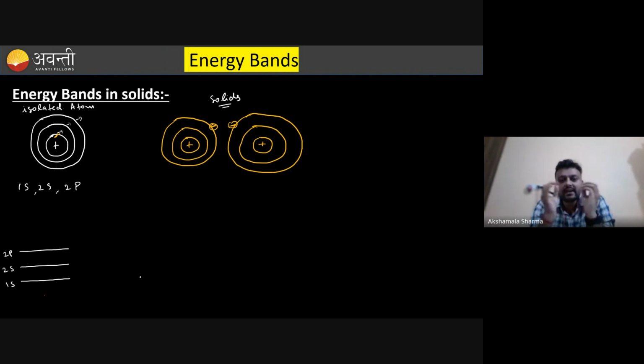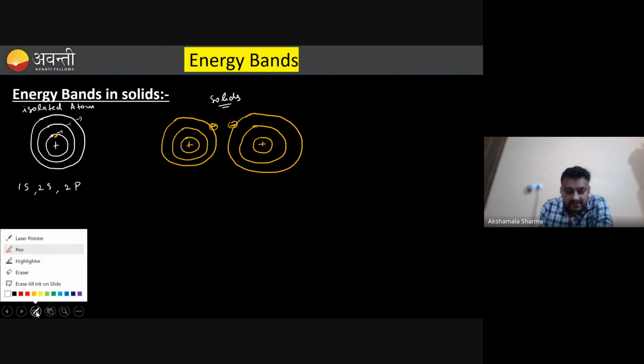Now, when these atoms come close to each other, this value is no longer fixed. Why not fixed? Because due to the interaction with the nearby atom, the energy of the electron may increase or decrease depending on the interaction. Are you getting my point? So I will ask one very simple question to you.